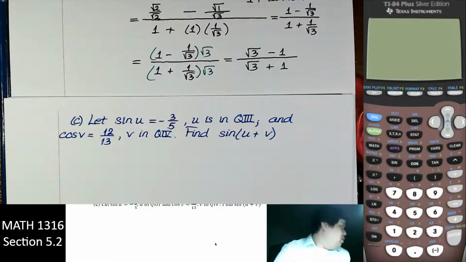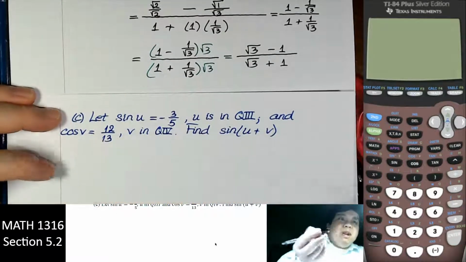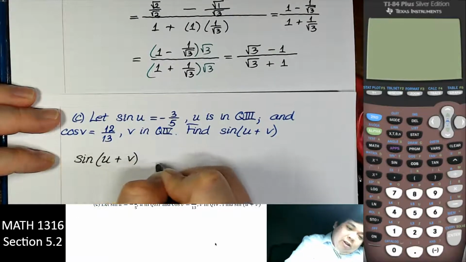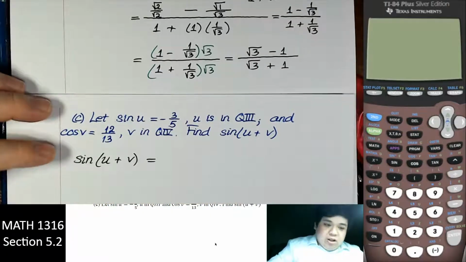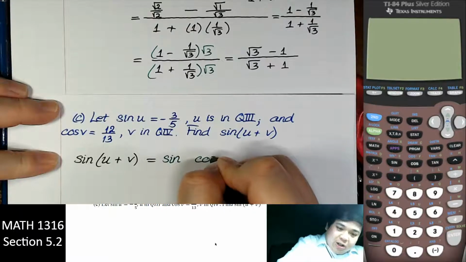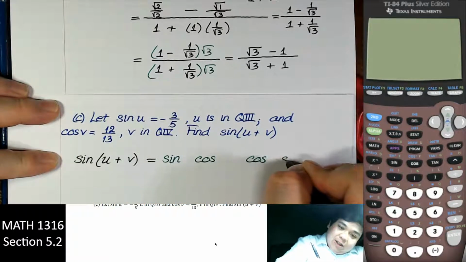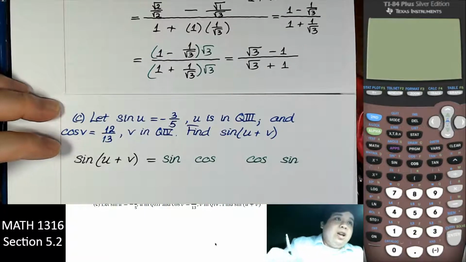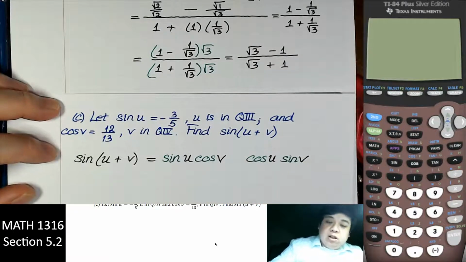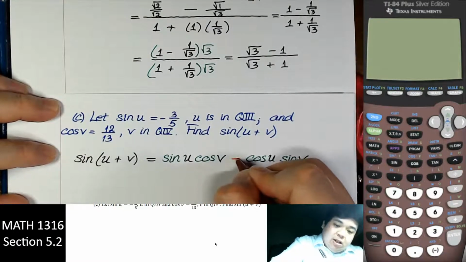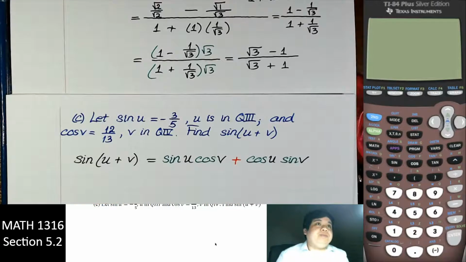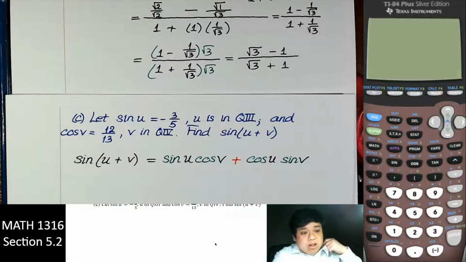Right. So first, let's start with sine of u plus v. For sine, the functions would be opposite. The functions would be different: sine, cosine, cosine, and sine. The angles u, v, u, v. The functions are different, but the sign in the middle is the same. If it's plus, it will be plus. Right. Now just put in all the values we know.